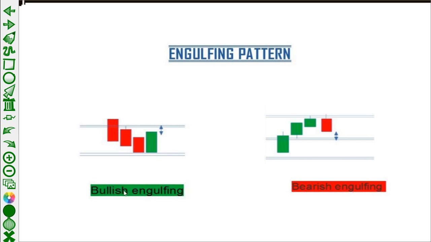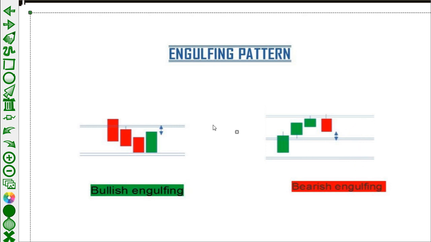And there are two types of engulfing patterns. One is bullish engulfing and another one is bearish engulfing. When we find a bullish engulfing pattern, the market is expected to go up at least for the next candle. And if it is a bearish engulfing pattern, it is believed that the market is going down at least for the next one candle.